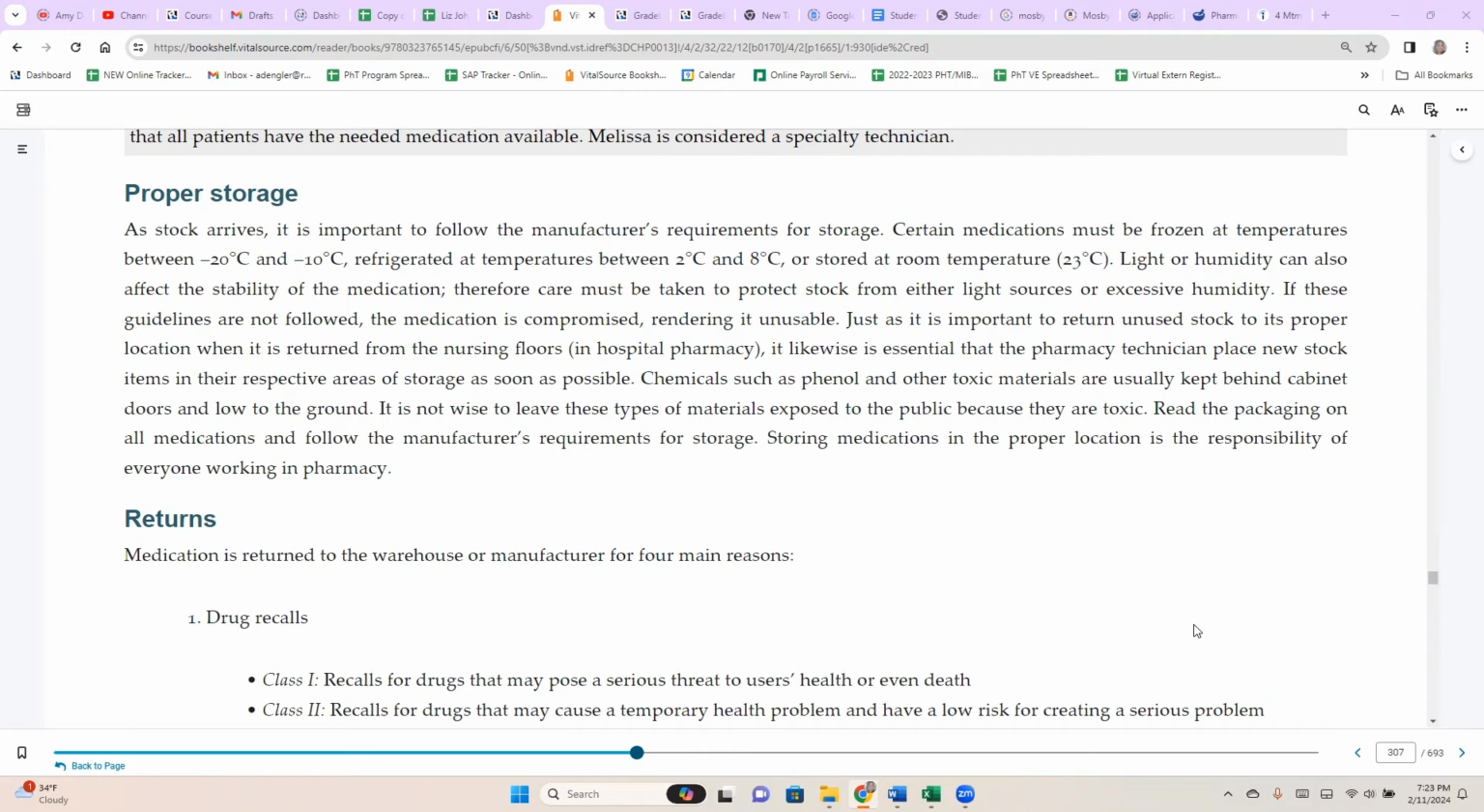Light or humidity can also affect the stability of the medication. Therefore, care must be taken to protect stock from either light sources or excessive humidity. If these guidelines are not followed, the medication is compromised, rendering it unusable.